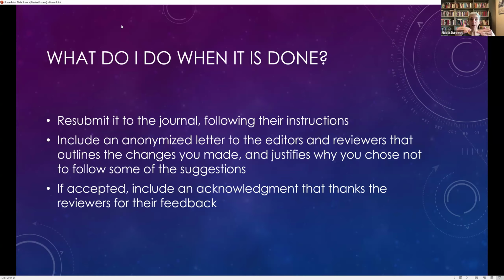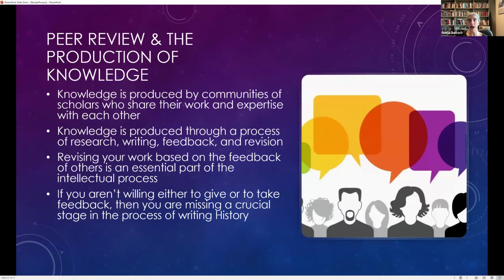So if you've got a document that says, these are the other reviews I got, and this is what I did to address them, that's really, really helpful. And I would also just say at some point in this process, if this gets accepted, please do include an acknowledgement that thanks those anonymous reviewers. They've put a lot of time into it. And so that's really polite and acknowledges again that you are part of this community.